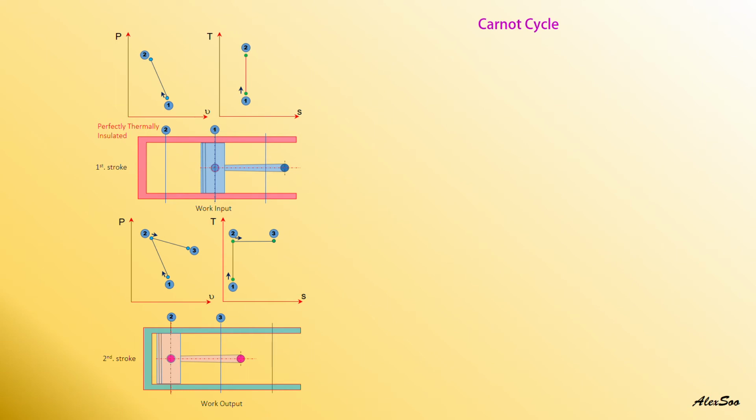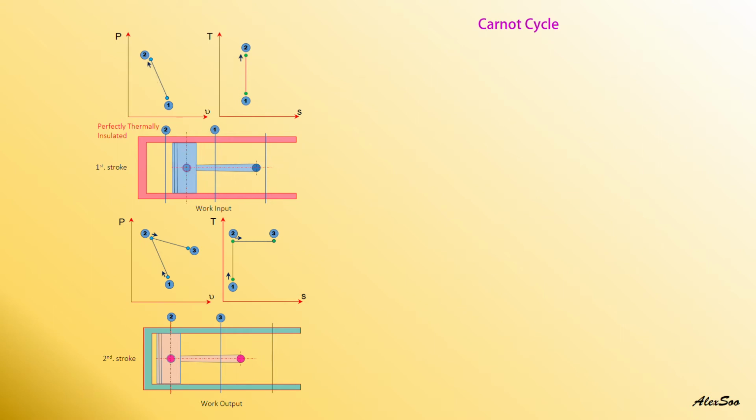So here, I have shown you with some animation each of the state points, and also each of the processes involved in the Carnot cycle. During the first stroke, we consider a piston-cylinder device which is perfectly thermally insulated, because on this first stroke, from point 1 to 2, we consider that the process is adiabatic or isentropic. So we have to consider that it is perfectly thermally insulated.